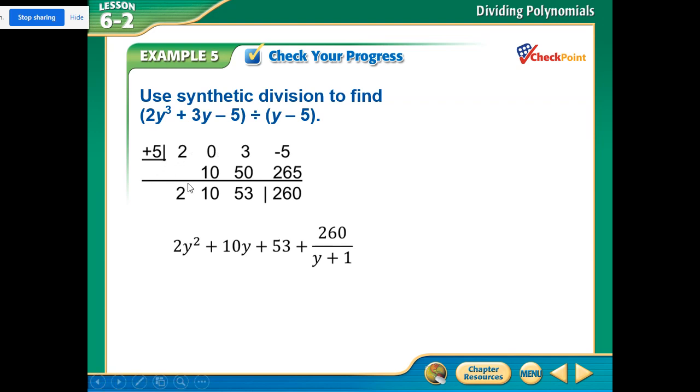All right, so bring down the 2, multiply, 10, add, multiply, add, multiply. And you can see how some of these numbers are going to jump up quite a bit. And that's okay. That's sometimes what happens here. All right, so what's my answer? 2y squared plus 10y plus 53 plus 260 over, not y plus 1. Not y plus 1. It should be y minus 5. Should be the answer there. Couple mistakes in this one.